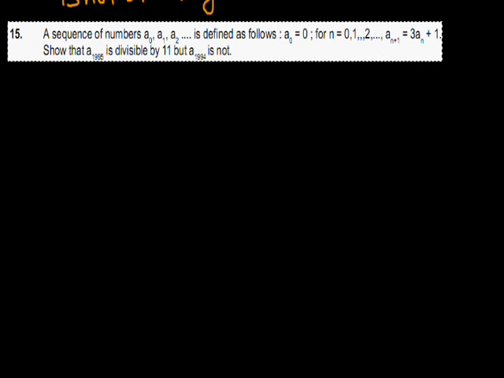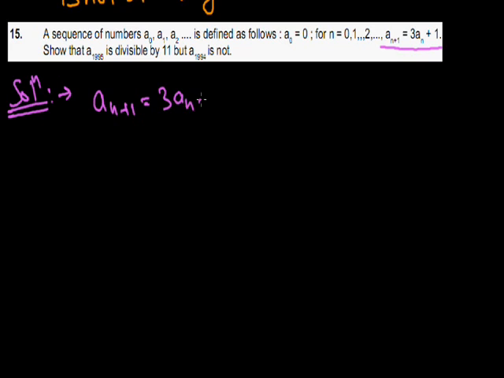The next is question number 15, which is given as: a sequence of numbers a0, a1, a2 and so on is defined as follows. a0 is equal to 0, and for n equal to 0, 1, 2, a(n+1) is equal to 3 a(n) plus 1. We have to show that a1995 is divisible by 11, but a1994 is not divisible by 11. To solve the given question, let us take the relation a(n+1) is equal to 3a(n) plus 1 for all n belonging to 0.